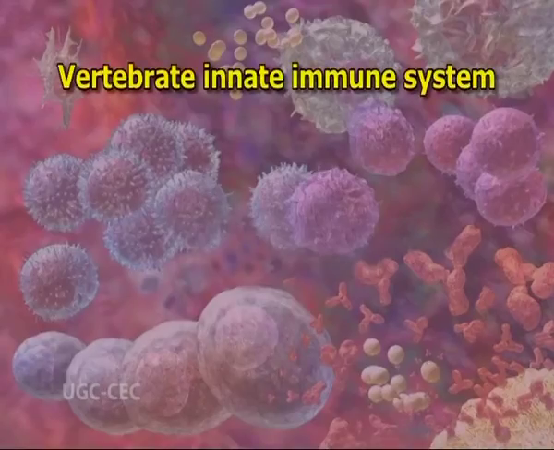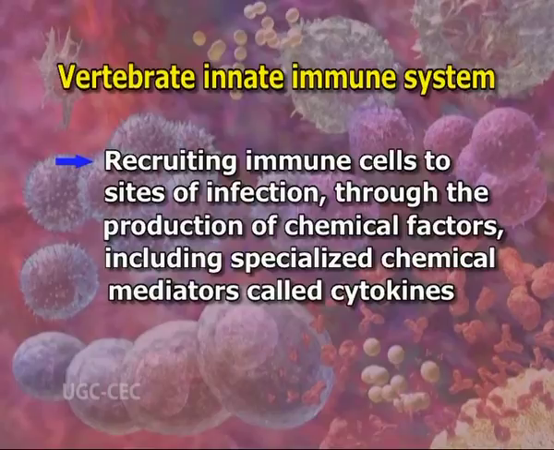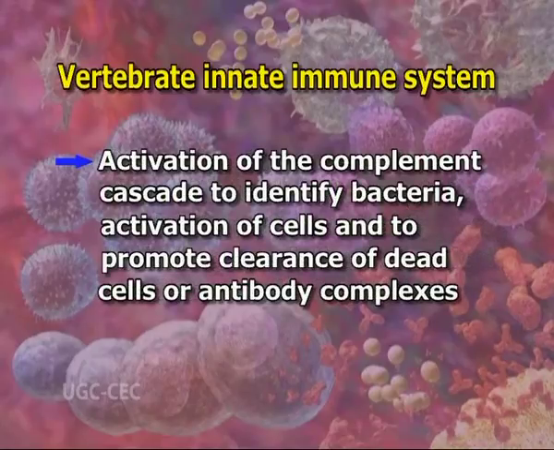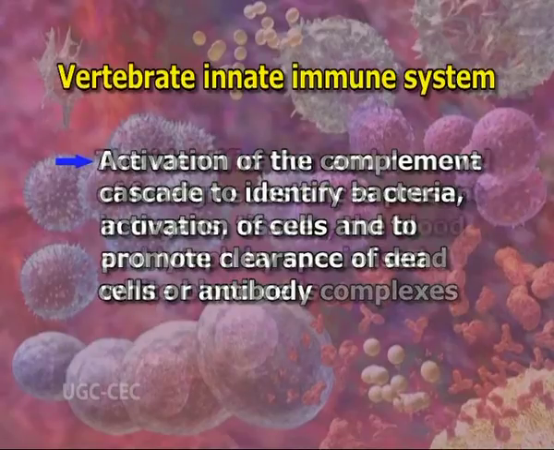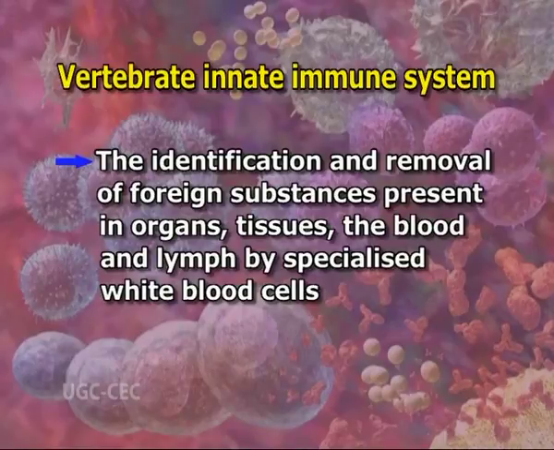The major functions of the vertebrate innate immune system include: number 1, recruiting immune cells to the site of infection through the production of chemical factors including specialized chemical mediators called cytokines. Number 2, activation of the complement cascade to identify bacteria, activation of cells and to promote clearance of dead cells or antibody complexes. Number 3, the identification and removal of foreign substances present in organs, tissues, the blood and lymph by specialized white blood cells.